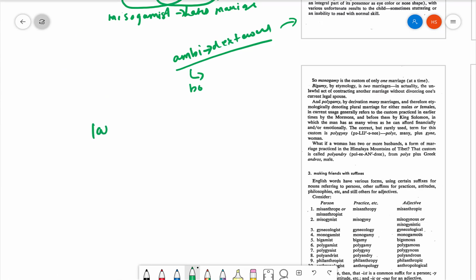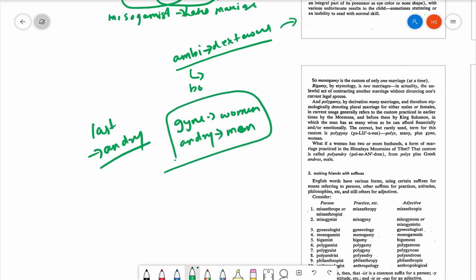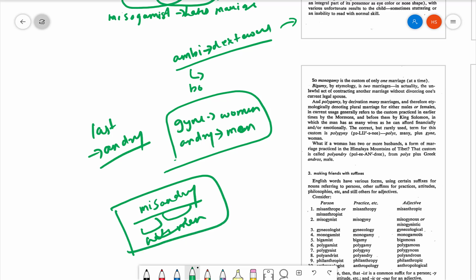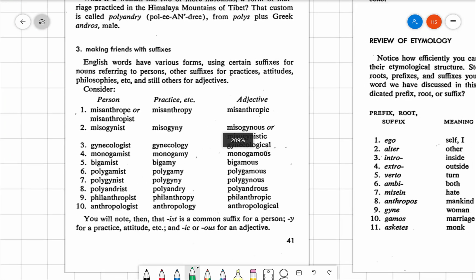The last root that we will be learning today is andr. As gyne is used for women, andr is used for men. That is the only difference. So when I say misandrist, it means the person who hates men. I think you get it. Amazing. So let's see the pronunciation of these words.